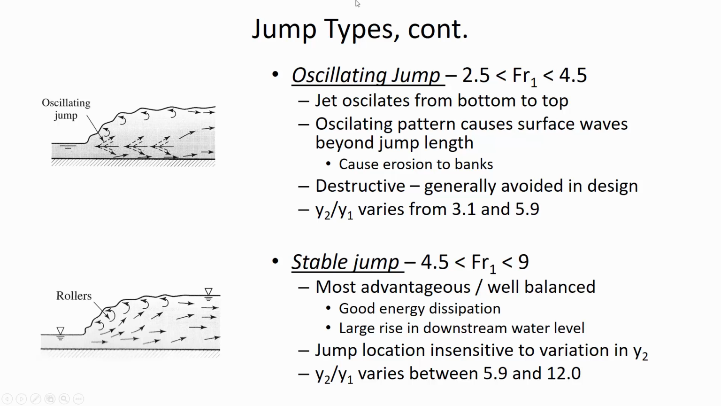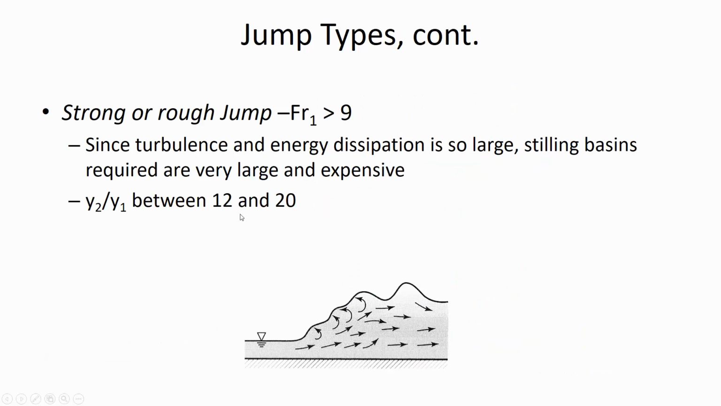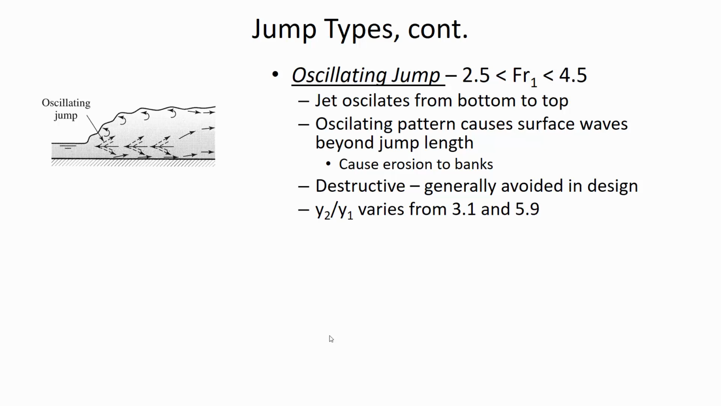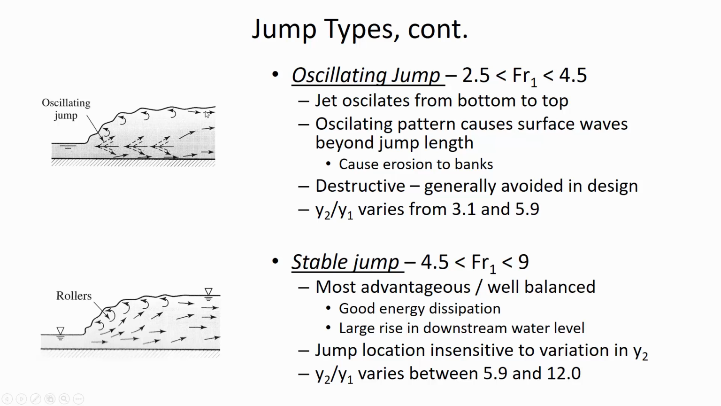But remember earlier I told you to keep an eye on these scour patterns, because in the case of a stable jump, down here within the jump itself, close to the channel bottom, the velocity profile is mostly sideways. In contrast to strong or rough jumps where there's a lot more force that's going down and has the potential to scour, here in the oscillating jump, there's also vectors that are going downward towards the bottom of the channel. And that's partly what contributes to the waves in an oscillating jump.